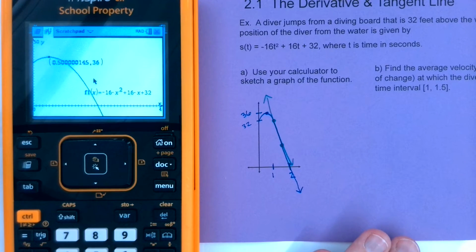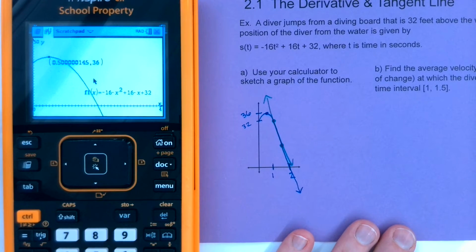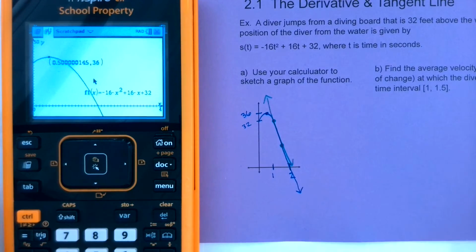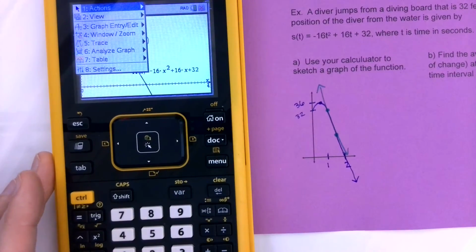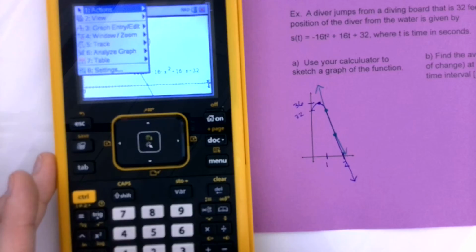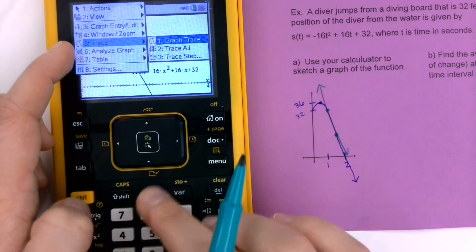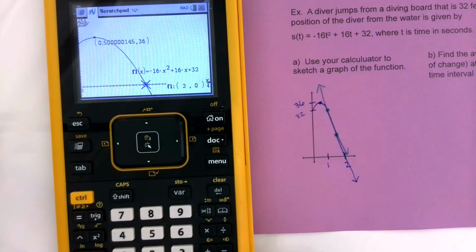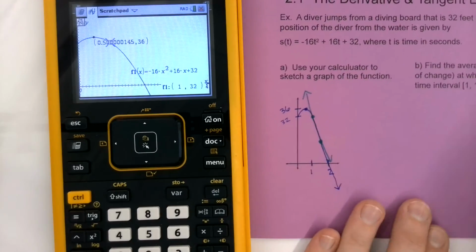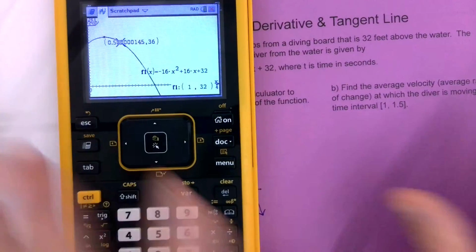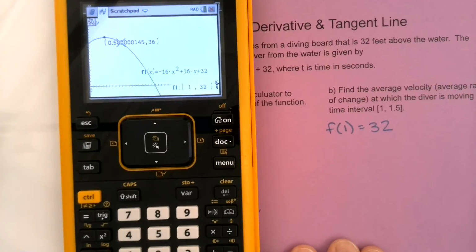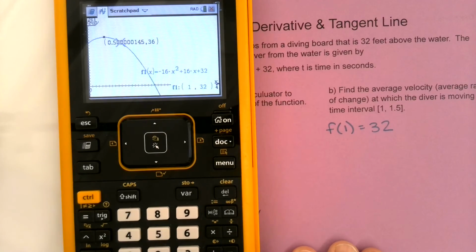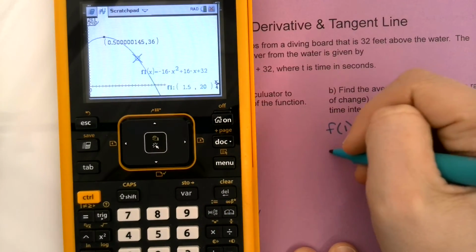So how do I find that slope? What do I need? 2 points. I need 2 points. Okay, so we've already graphed it. So in our calculator, if we are looking for f of 1, we can go back to our menu. We can trace, so your 5 is your trace, and graph trace is the easiest, and then we can plug in whatever we want. So we need to know at 1 what point we're at. So we get 32, so that's one of our points here. And then we also have our 1.5 is at 20.